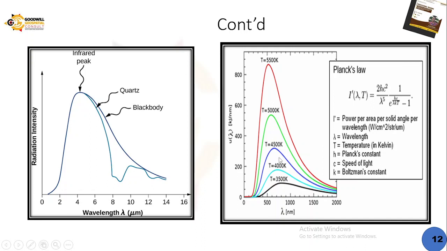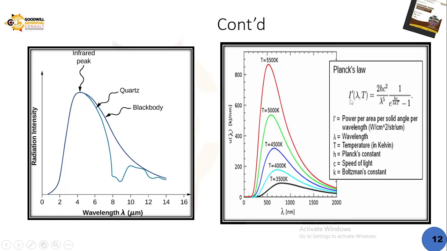On this side is the radiation intensity against the wavelengths. You can see that as the wavelength is increasing, these are characteristics of some of the materials, and this intensity is a function of the temperature. The intensity of radiation is a function of the temperature.